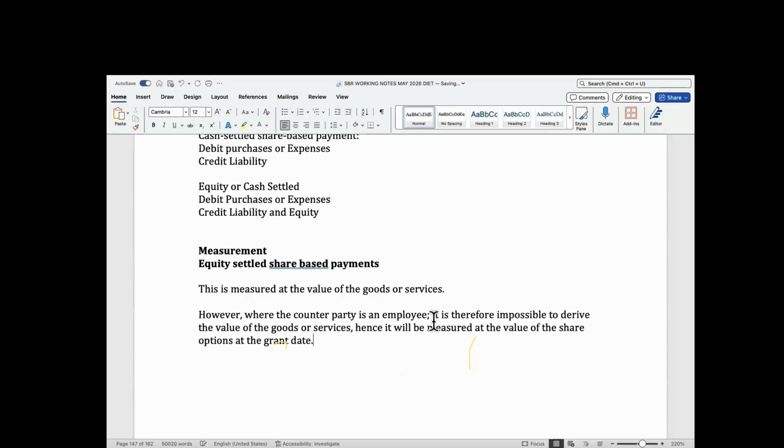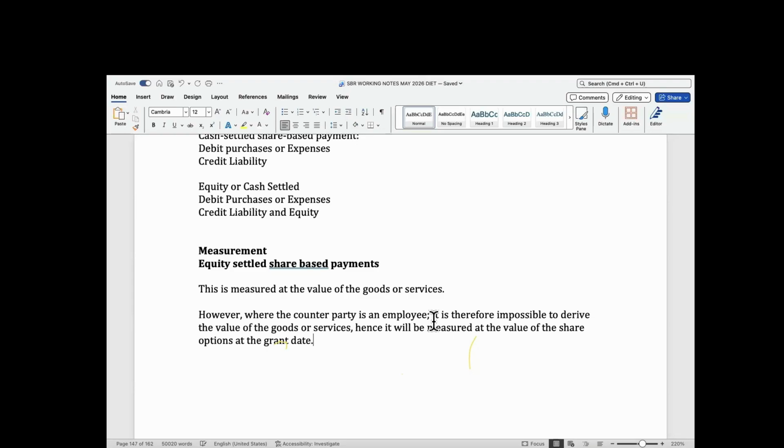It will be measured at the value of the share options at the grant date. So this is where the counterparty is an employee. You'll agree with me that for an employee, this type of transaction can only be part of their existing compensation because employees normally get monthly wages or salaries. In addition to that, you now say, okay, we want to give you guys share options if you work with us for 5 years, something like that.